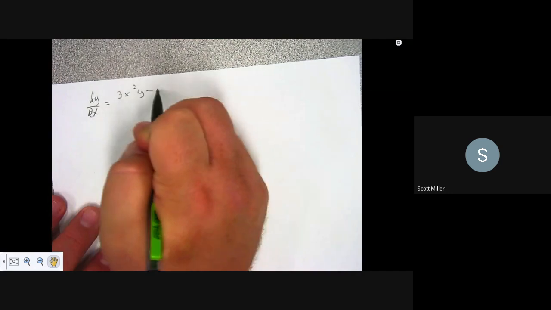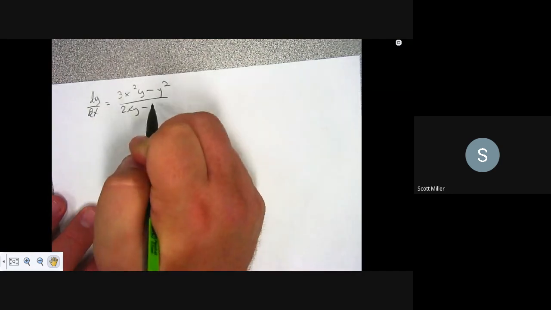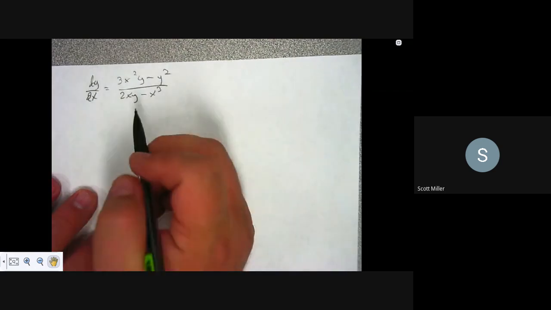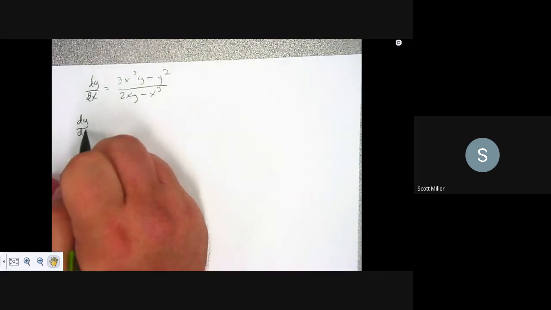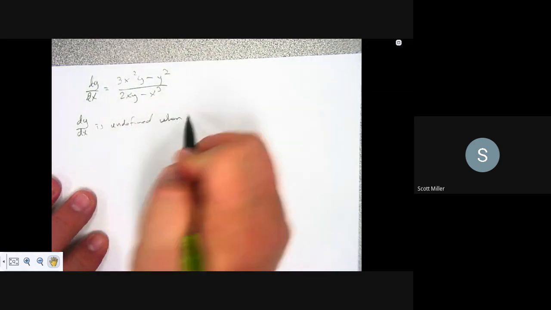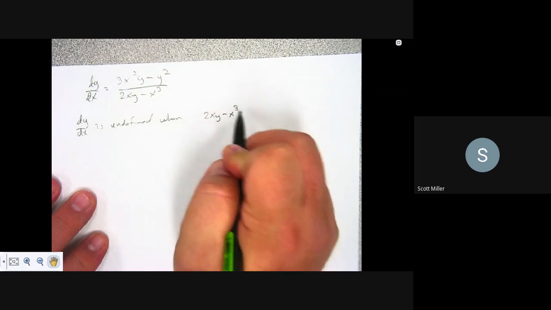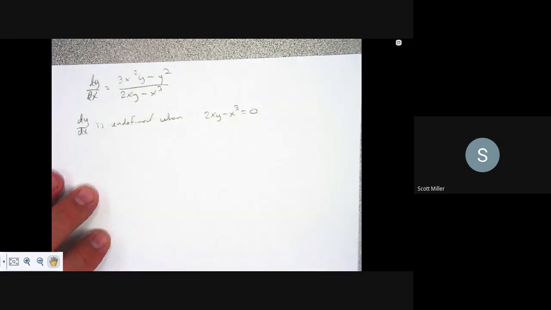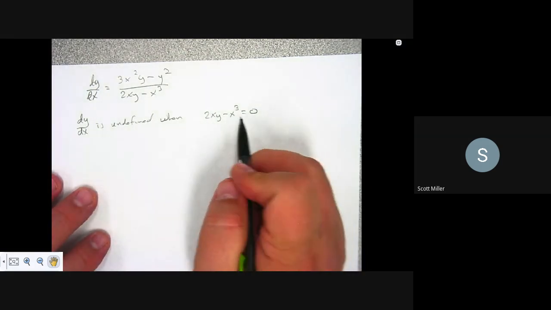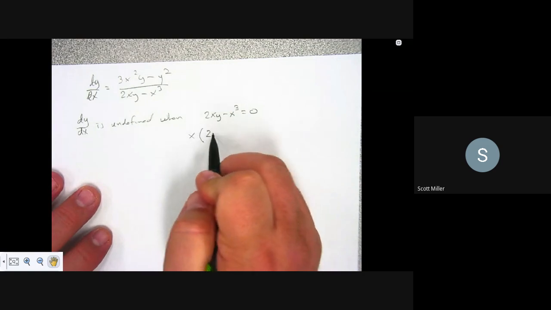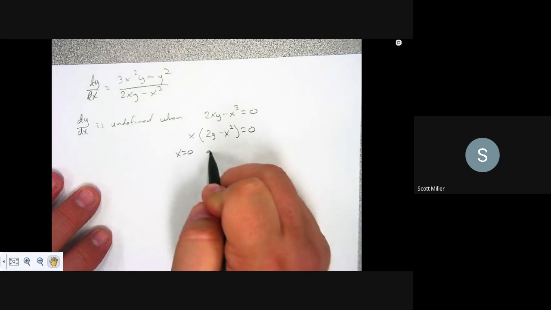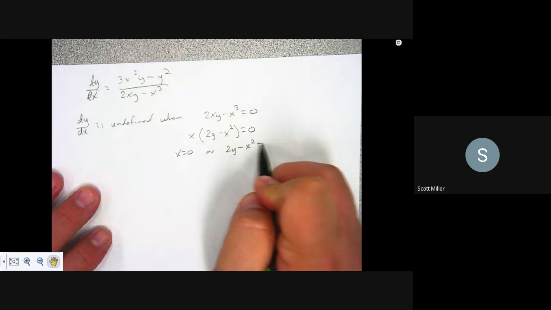3x squared y squared, 2xy minus x to the third. For a tangent to be vertical, the slope has to be undefined. So dy/dx is undefined when 2xy minus x to the third equals 0, because you can't have 0 in the bottom of a fraction. Okay? So then let's figure this out. There's a common factor of x, so we factor out the x. I get x times (2y minus x squared) equal to 0, which means x equals 0, or 2y minus x squared equals 0.